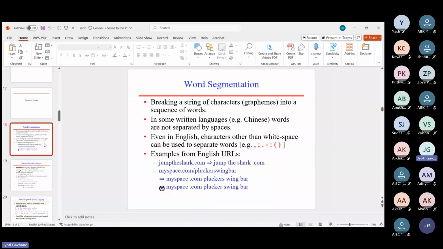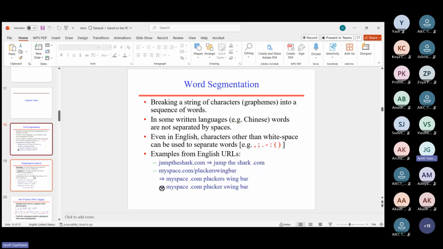Now the next, myspace.com, Plucker swing bar. Now Plucker swing bar and Plucker swing bar, there is a difference. So if there is a continuation of words without space and without any punctuation, then it might be very difficult to check and compare each word with the corpus of the dictionary of that particular language. Are you understanding this? So this is how your word segmentation works.